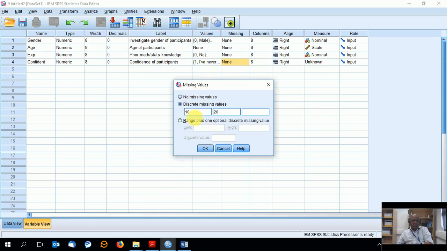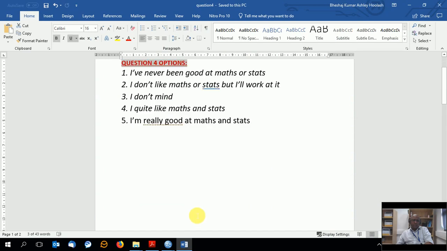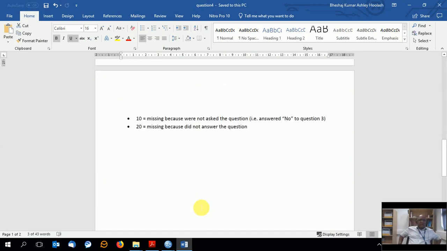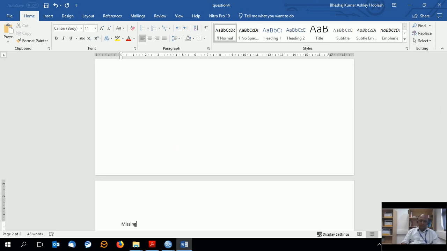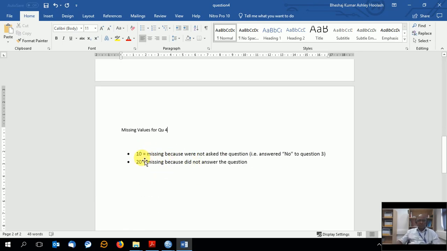So let's say we have two reasons, and I can identify them like this, right? But do remember last time I said that this is probably where you would need pen and paper, because there is no space in SPSS where you can define 10 or 20 for missingness. So this would be very useful if you have pen and paper, where you would write for question number 4, right? So please remember, you would need to write them down, otherwise you'll forget.